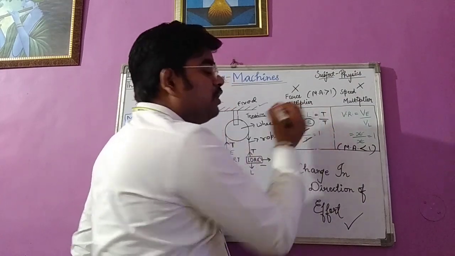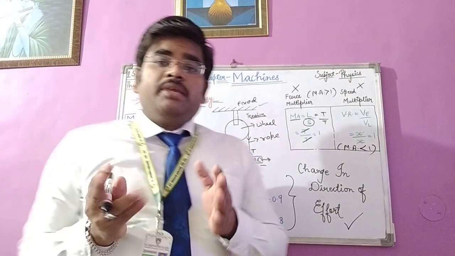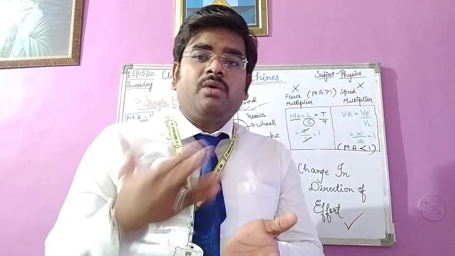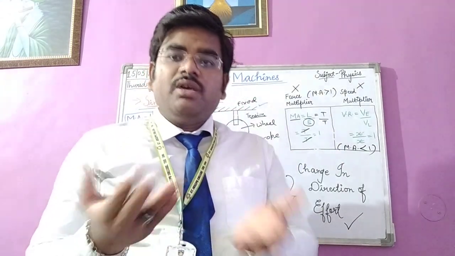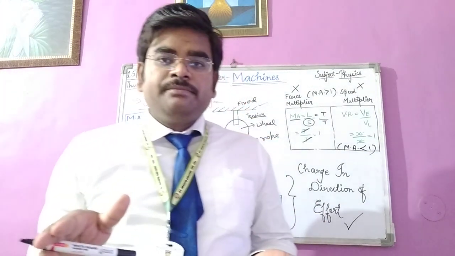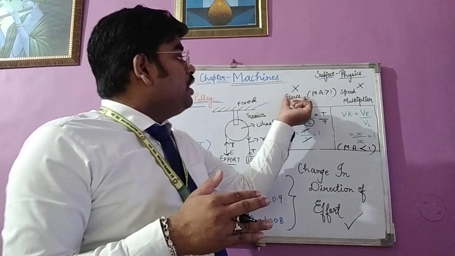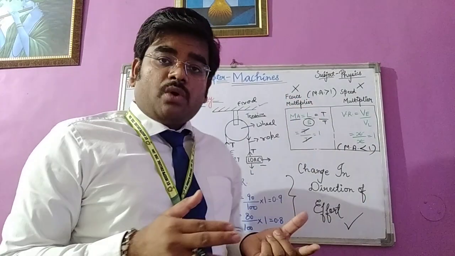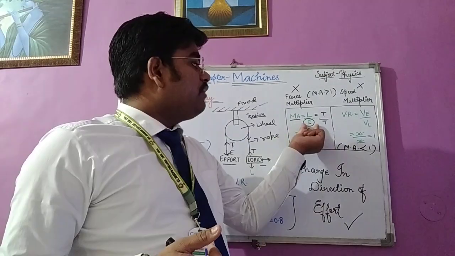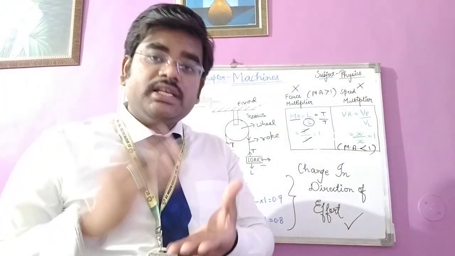So we have to make this effort less than the load. Whenever you are applying a force on an object, you would require less effort. You want to apply less effort. That's why they are called a good machine. So that's why it is called a force multiplier. So effort should be lesser.